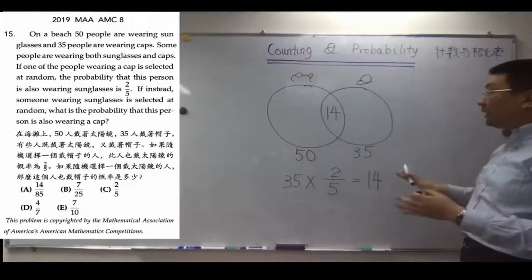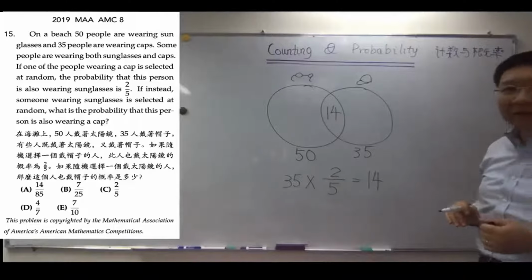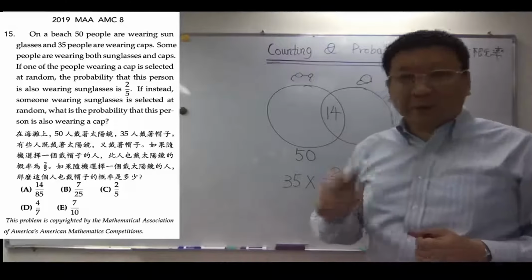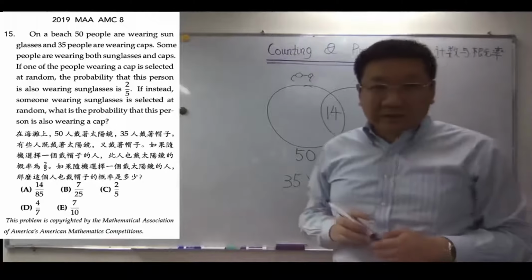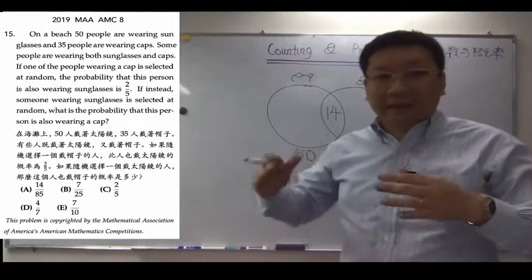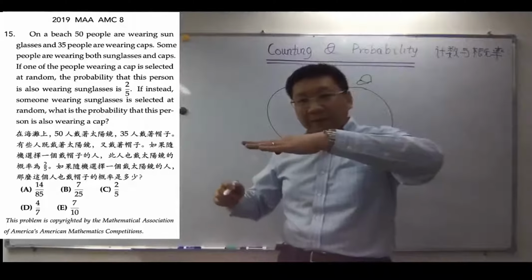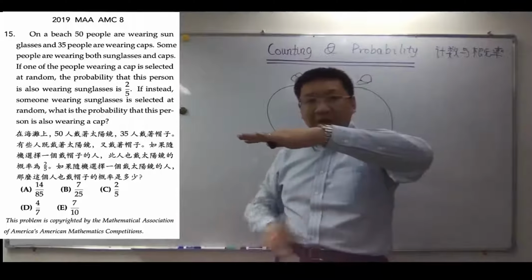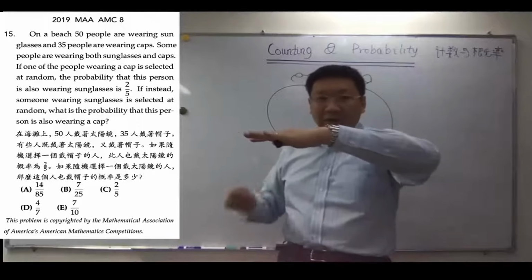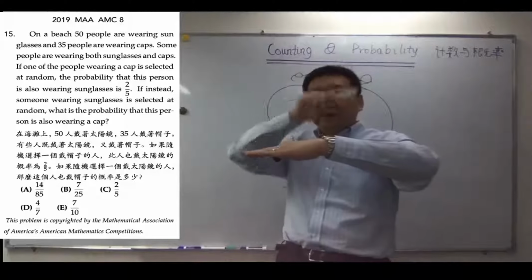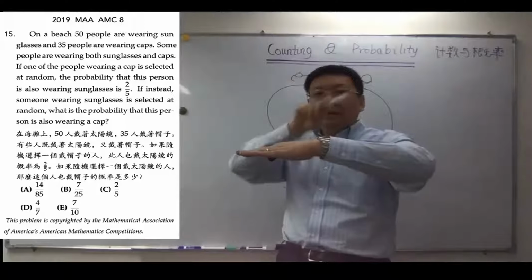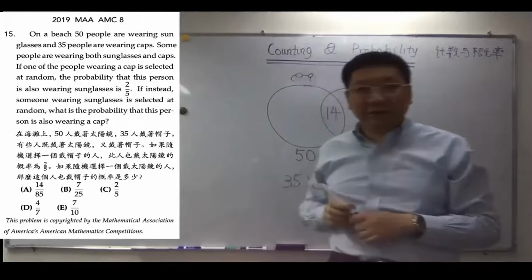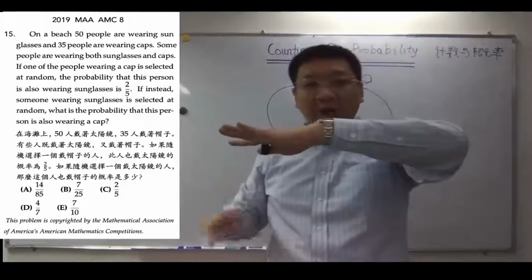Okay, now we have analyzed all the conditions. Next step, we look at the question. The question is asking about a probability. So remember, when you have a probability, you have a denominator, which is all the possible outcomes, and the numerator, which is the desired results you want. So here, what would be the total?